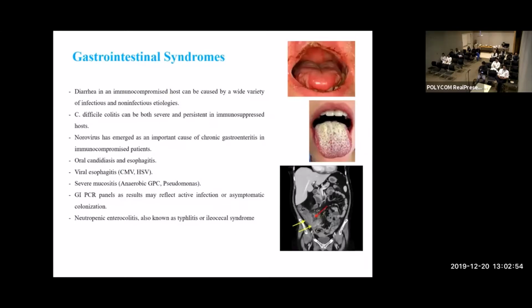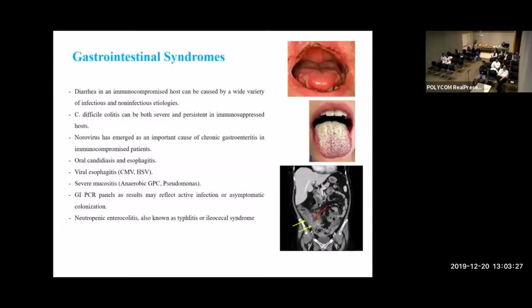We should think about anaerobic gram-positive cocci, because the typical oral flora are the most common organisms involved, and severe mucositis is also associated with Pseudomonas. And then GI PCR panels, if the patient has these symptoms, can get a little tricky because they are so sensitive these days that we don't know if the patient is actually showing active infection with these pathogens, or they just have an asymptomatic colonization and it happens to be picked up by the test.